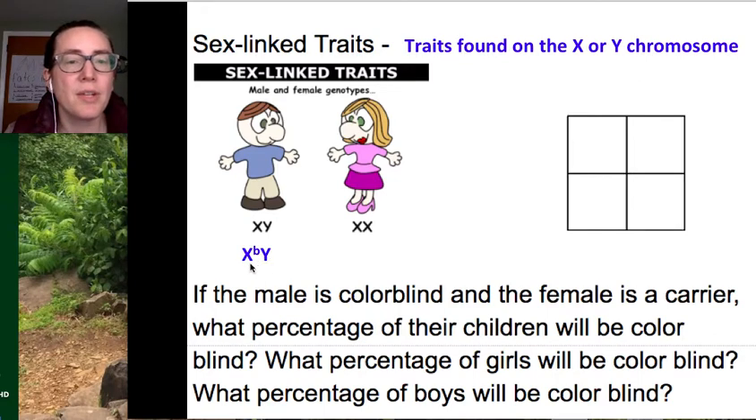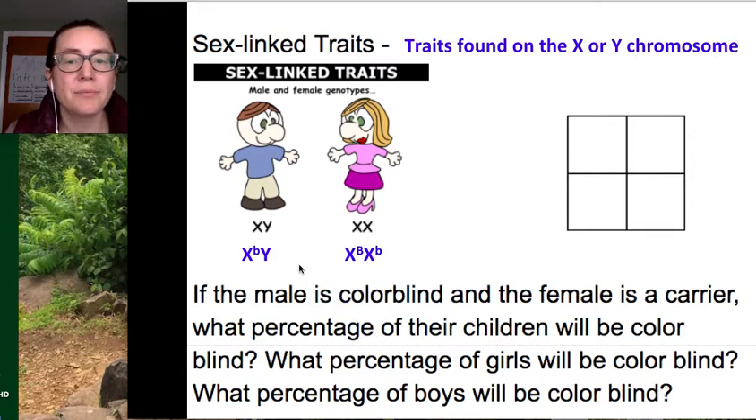When you write the genotype here, I write the X, and as a superscript, I write that little allele, the lowercase b allele. Because he is colorblind, he has to have that recessive allele. And the Y doesn't have anything attached to it because this allele is not found on the Y chromosome.